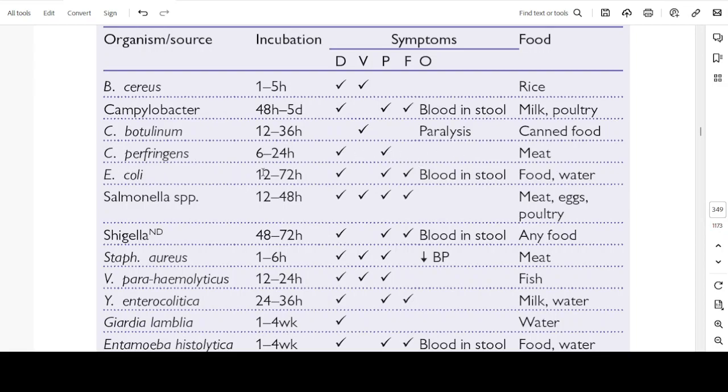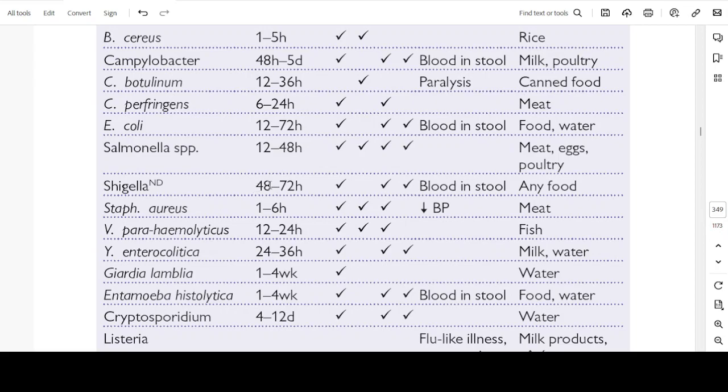E. coli, 12 to 72 hours. There's blood in the stool because of hemorrhagic diarrhea, and diarrhea, pain abdomen and fever. Food and water are the causes. Salmonella species, 12 hours to 48 hours. All the four: diarrhea, vomiting, pain abdomen, fever, due to meat, eggs and poultry. Shigella, 48 to 72 hours and there is blood in the stool and caused by any food.